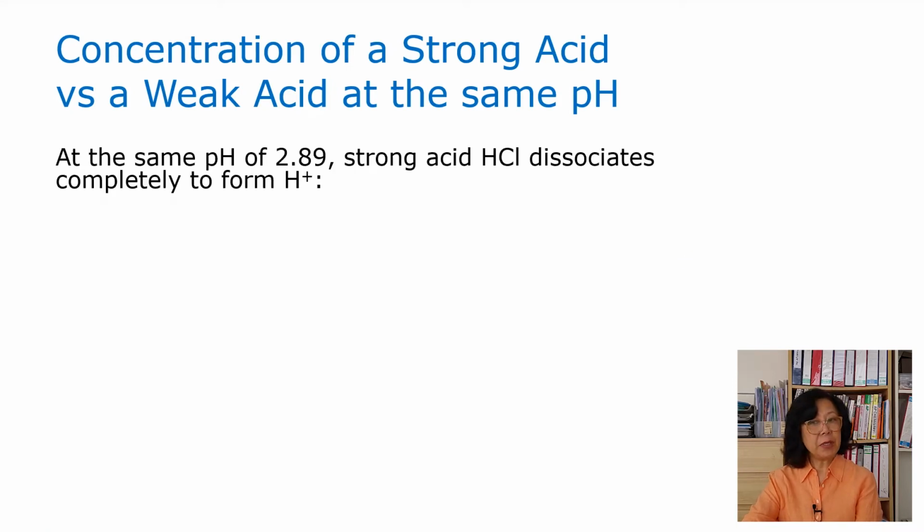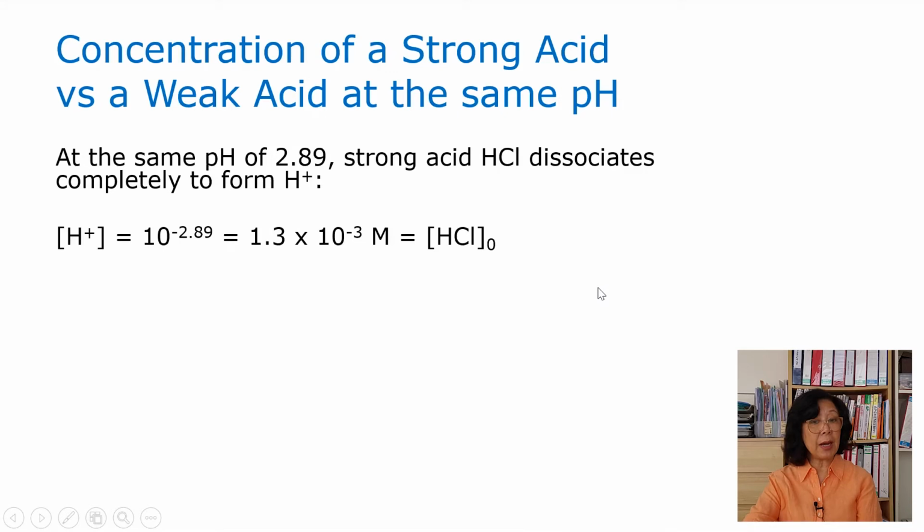If we have the same pH of a strong and a weak acid, what about the concentration? Well, at the same pH of 2.89, strong acid HCl dissociates completely to form the hydrogen ion. Therefore, the hydrogen ion concentration is 10 to the negative 2.89, which is 1.3 times 10 to the minus 3 molar, which is the concentration of the acid before dissociation.